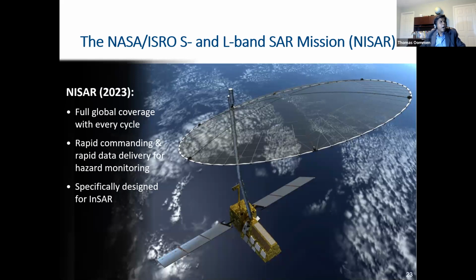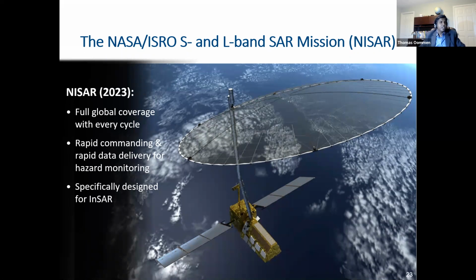I want to actually point out, for those of you who are interested to work in this area, there is going to be a new radar satellite launched by NASA. This is going to be a joint mission between NASA and the Indian Space Research Organization, ISRO. The mission is called the NISAR mission. In 2023, the US is going to have this mission launched, which would provide full global coverage with rapid data delivery for hazard monitoring.